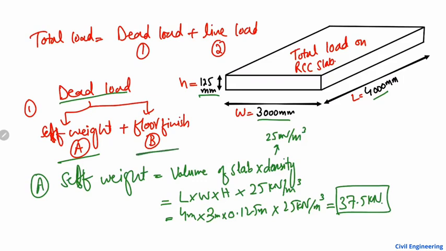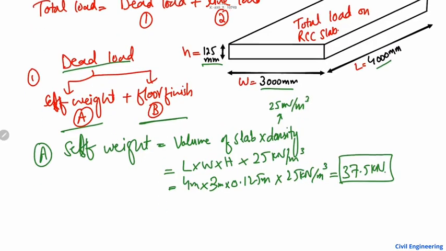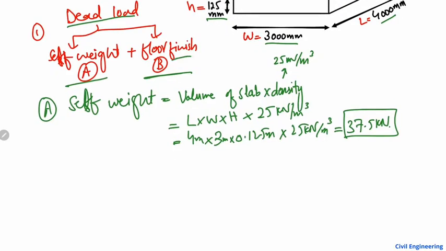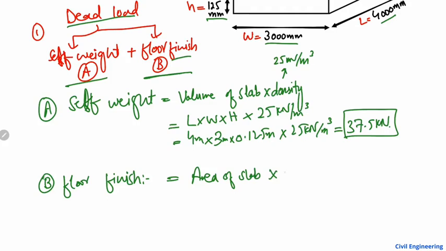Now the second one, we have to find out the floor finish. So how to do this? Now the second one is the floor finish. How we can find out the weight of the floor finish? This is also very simple. We have to multiply the area of the slab, multiplying it with the weight of floor finish per square meter.